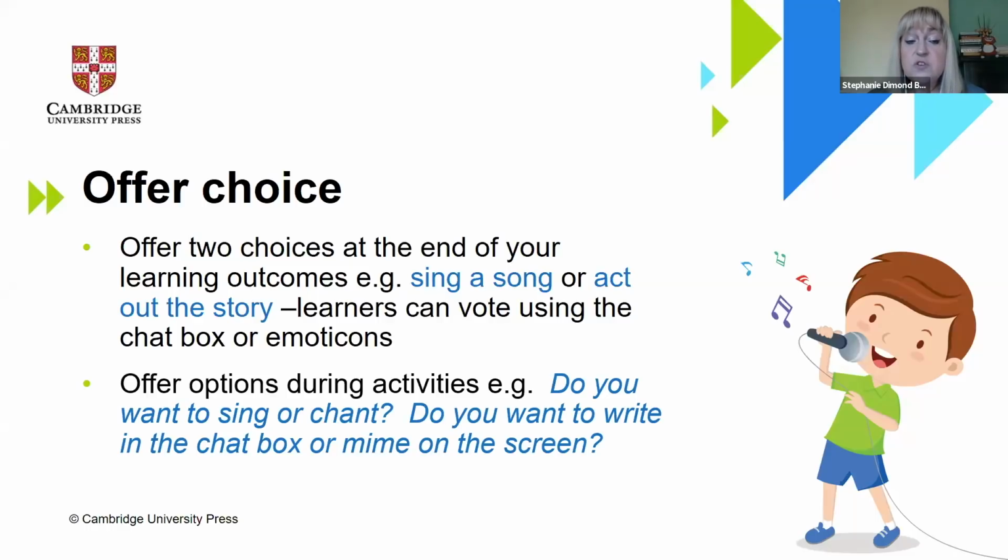Don't forget too to continue to offer options during activities. So if you're doing an activity, don't forget to ask them about it. So you might be doing a song or a chant, offer them the option. Do you want to sing it or chant it? Do you want to do it in groups or individually? You might want to ask when they're doing an activity, do you want to write in the chat box or do you want to mime on the screen? So wherever possible, offer options during activities, not just at the beginning of the class.